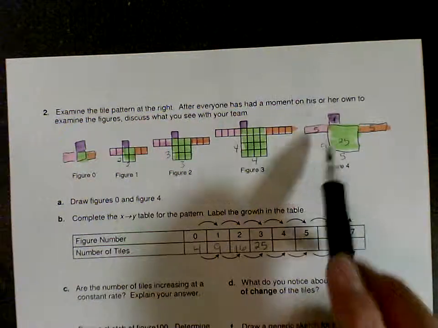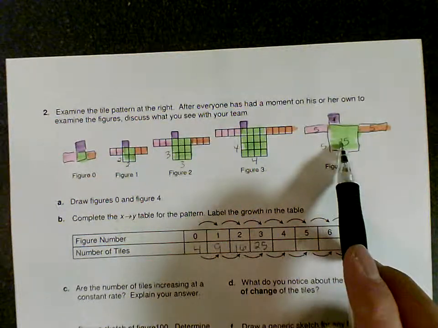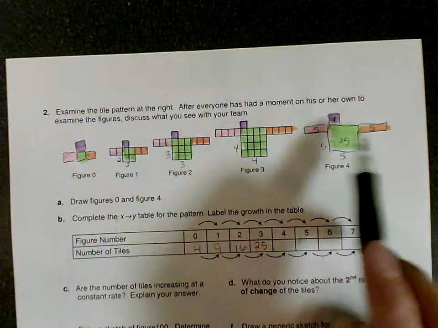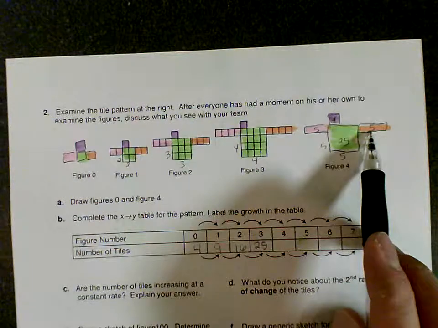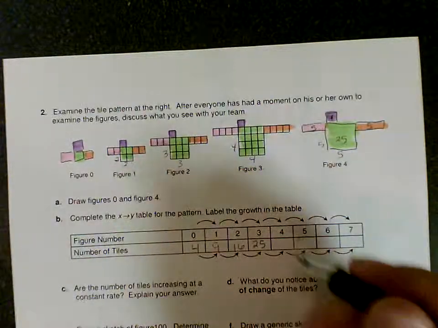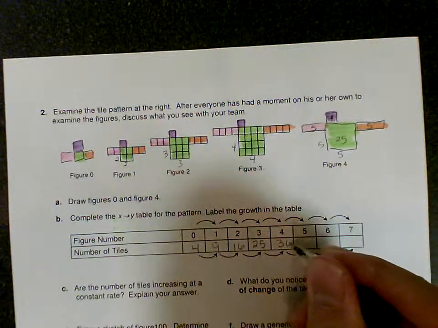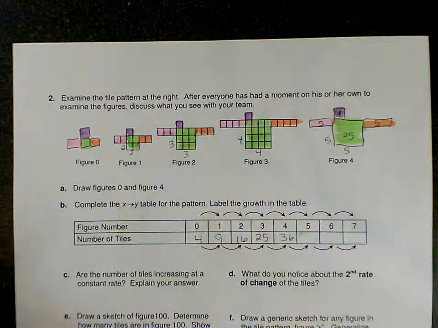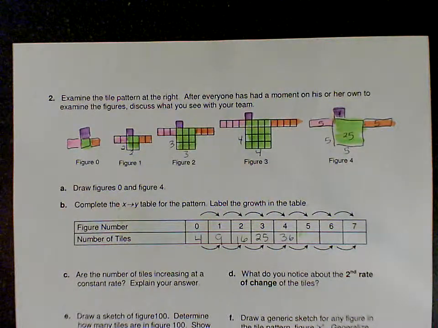Figure 4, we're going to have our 5 by 5, which is 25. And then 5 more over here, so 25 plus 5 is 30. Plus another 5 is 35. Plus 1 is 36. And let's finish completing the table. If you can continue doing the figures or you want to draw them out, go ahead. But let's see if we can figure out what they'll be working with the pattern.